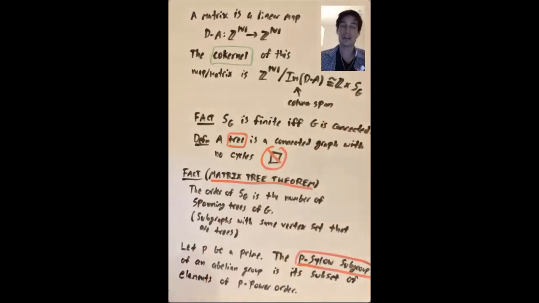So what's a spanning tree? It's a tree that has the same vertex set as the graph you started with. So you delete some edges of your graph. Maybe your graph has lots of cycles. And you delete some edges, and you get a tree. That's what a spanning tree is.